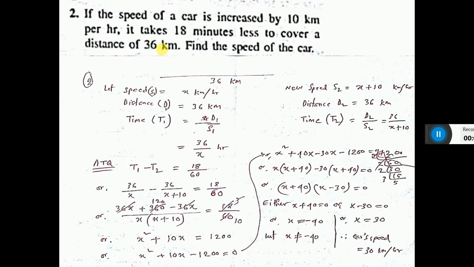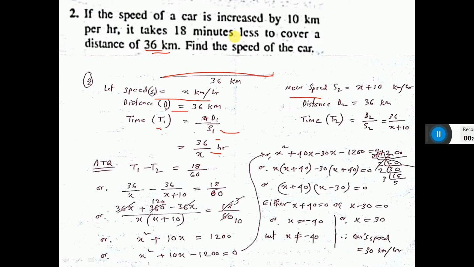Now see sum number 2. If the speed of a car is increased by 10 km per hour, it takes 18 minutes less to cover a distance of 36 km. Find the speed of the car. So the speed of the car I have considered x km per hour. Distance 36 km is given. Here I have written the distance 36 km. Time is distance by speed, so you keep this one.